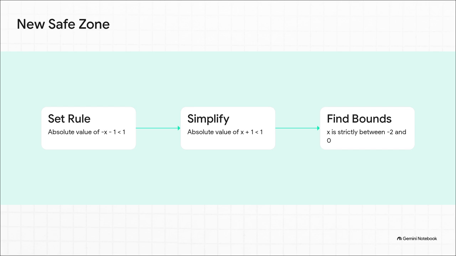The geometric rule? That stays exactly the same. The absolute value of r must be less than 1. So the absolute value of negative x minus 1 has to be less than 1. Which mathematically is exactly the same as saying the absolute value of x plus 1 is less than 1. Unpack that inequality, and we get our new bounds. X must be strictly between negative 2 and 0.